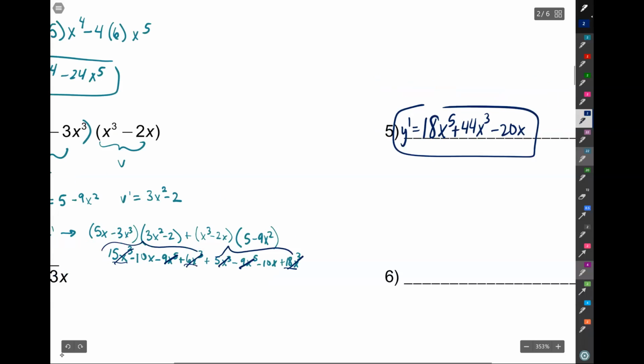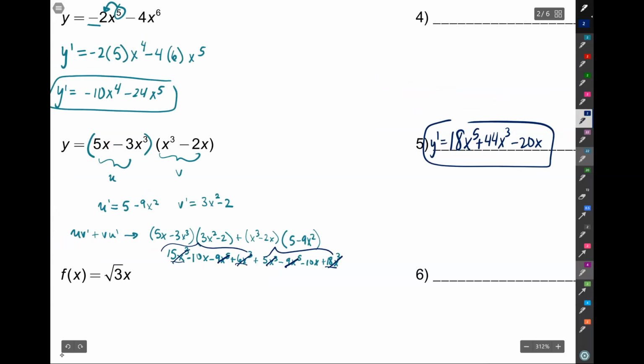Okay. Ready for the other way? Or you could just straight up do the binomial, FOIL it. So I have 5x to the 4th. Outer, so minus 10x squared. Inner, minus 3x to the 6th. And last, plus 6x to the 4th.